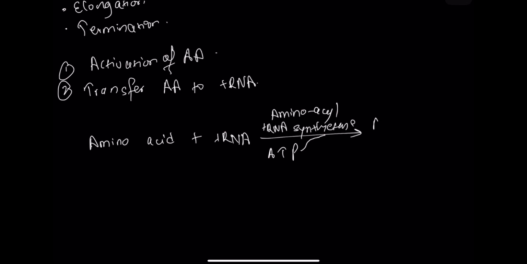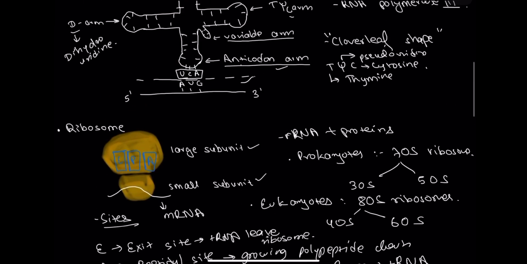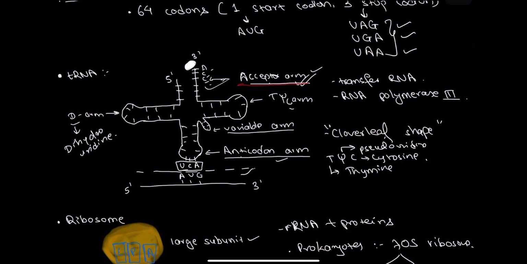and it will form aminoacyl tRNA plus AMP plus two phosphate molecules. The function of aminoacyl tRNA synthetase is recognition of the suitable amino acid and tRNA, and transfer of the amino acid to the acceptor arm of tRNA. We have already discussed the structure of tRNA. There is the acceptor arm, so this enzyme will join the amino acid to the acceptor arm of tRNA.